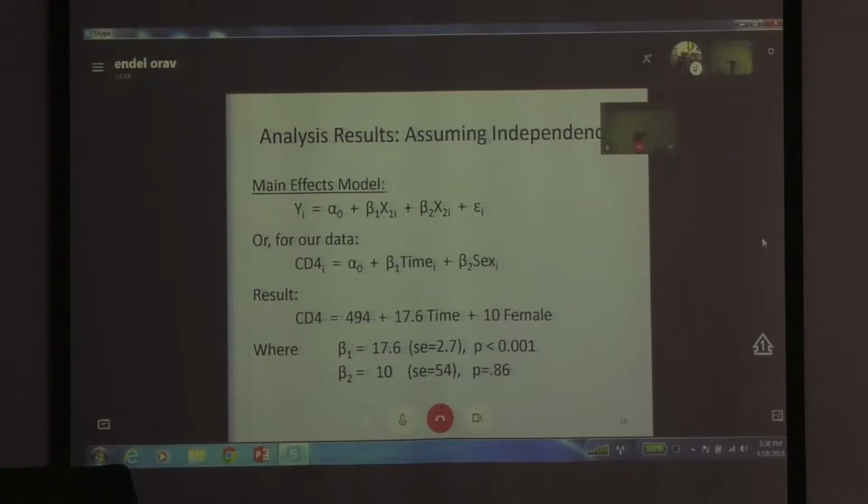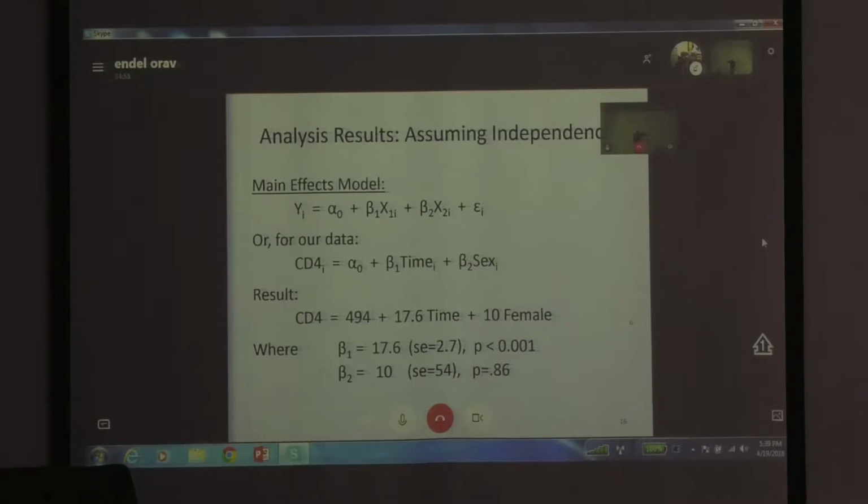assuming independence, which I know is wrong in this case, the model would be Y, which really is CD4 count. So I wrote it as a Y here, but just translated. That's the CD4 count that I measured. Model: intercept, beta 1 times time plus beta 2 times sex. These are my main effects. I'll show you the model with the interaction in a few minutes. Time is coded 0, 1, and 2. Sex is coded 0 and 1, 0 for males, 1 for females.